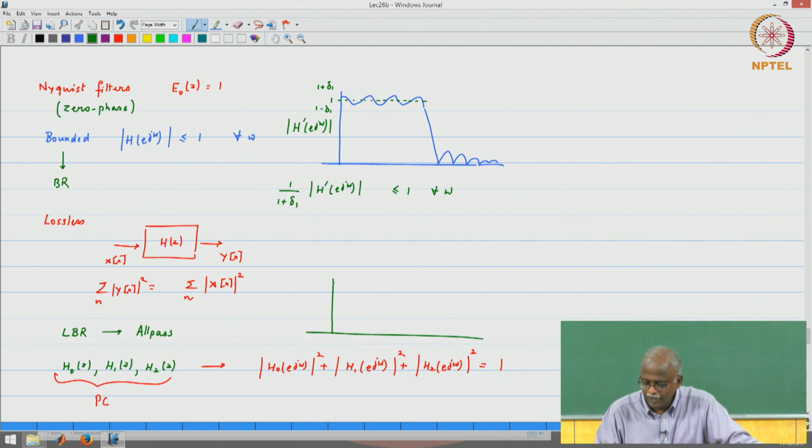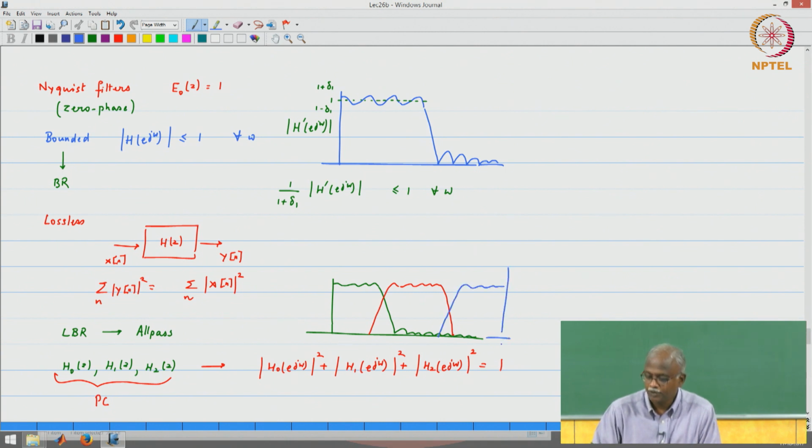So power complementary filters, that means if I have this as one of the filters, okay. Now the H1, H2 probably need to be something of this type. Okay. You can visualize this as one combination of power complementary filters.